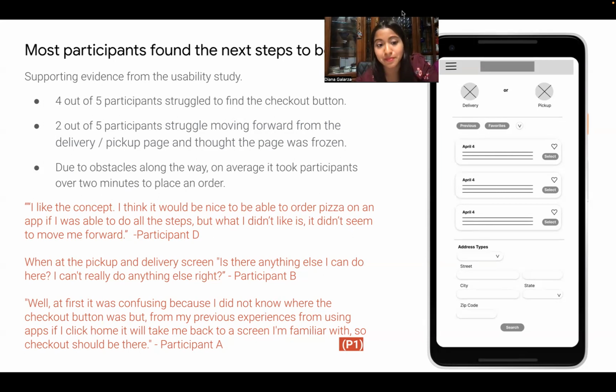Participant D stated, I like the concept. I think it would be nice to be able to order pizza on an app if I was able to do all the steps. But what I didn't like is it didn't seem to move me forward. When participant B was on that delivery and pickup page, they stated, is there anything else I can do here? I can't really do anything else, right?